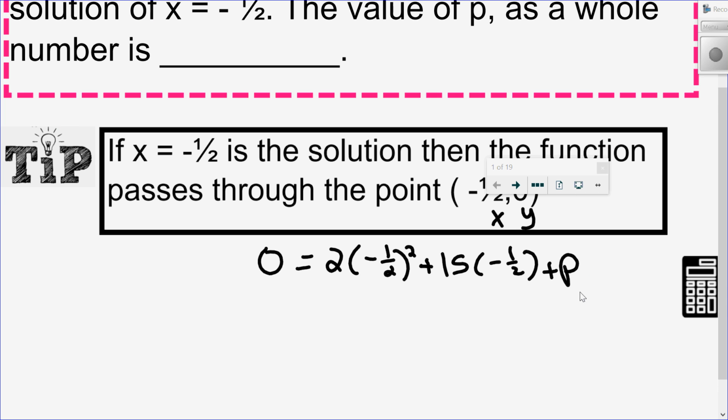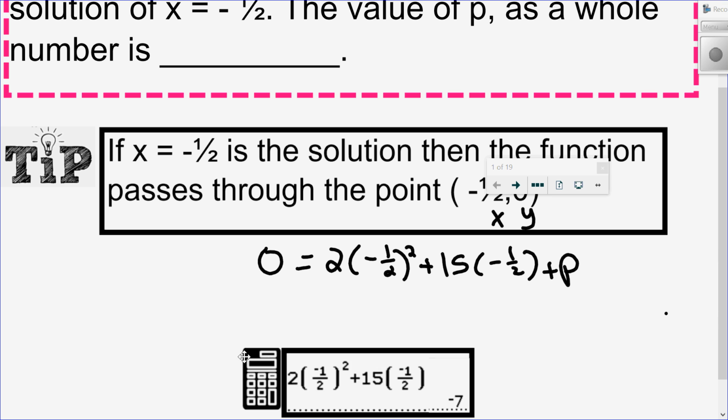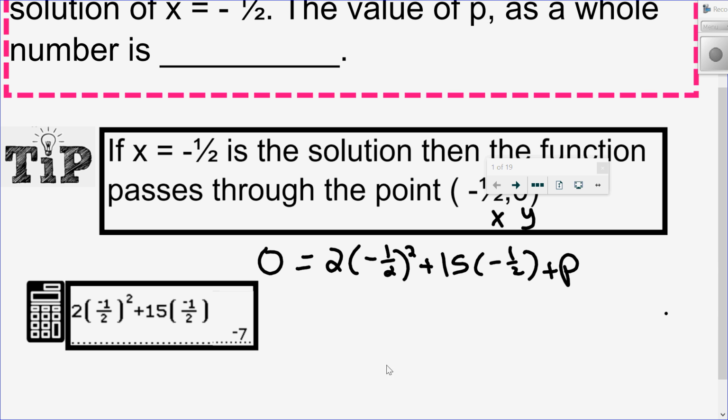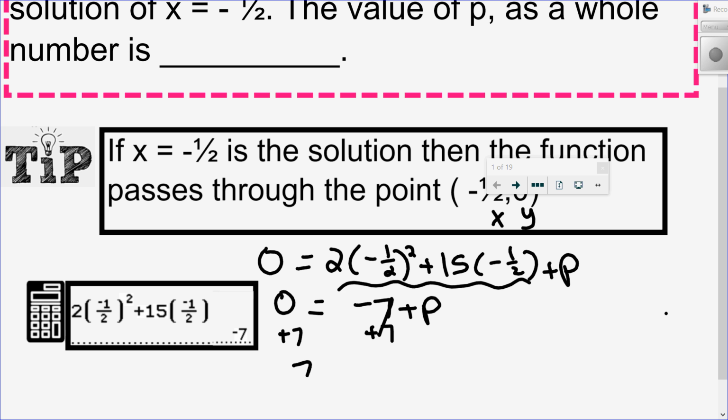So I can put what I've already done into the calculator in terms of the numbers. So I have 2 times negative a half in brackets plus 15 times negative a half. So I'll put that into my calculator and I get a value of negative 7. So right now what I have is 0 equals negative 7 plus p. So this whole thing on my calculator was negative 7. So then I just have to add 7 to both sides. That's gone. And p equals 7.